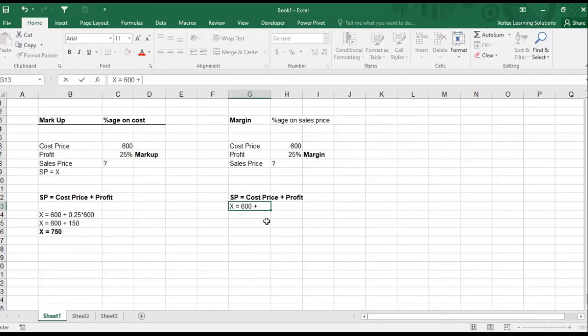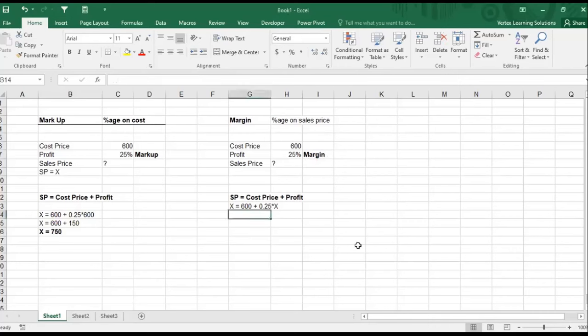Margin means percentage on the selling price, which means 0.25, not times 600, but 0.25 multiplied by the selling price. And the selling price we do not know. Selling price was X. If you pay attention, here I wrote 25% of 600. Here I'm saying 25% of X. This time it is 25% of the selling price, because it is margin. So only this is the difference. There is no other difference.